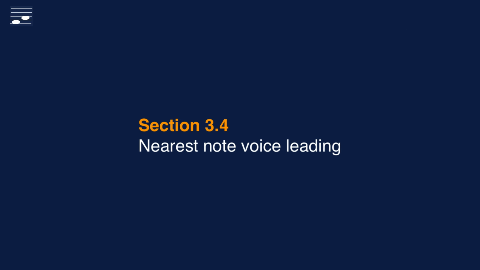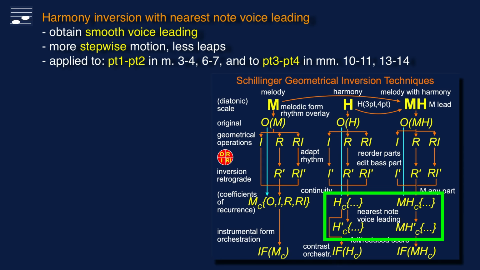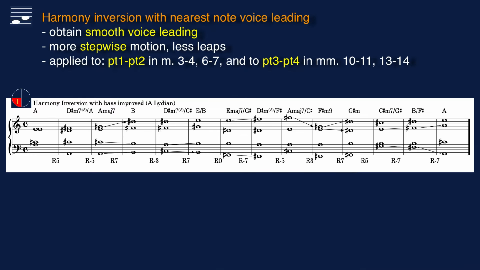So we take another step in our efforts to improve the geometrical inversion form of the original 4-part harmony. This is the use of nearest note voice leading, instead of an overall, global part swapping, that is, the use of a different part stacking permutation. We do this locally and occasionally, when moving from one chord to the next.